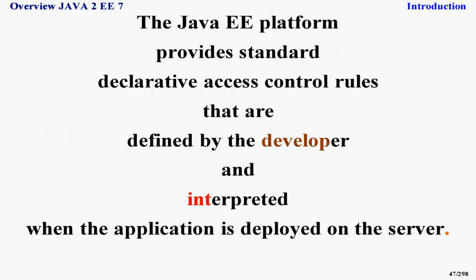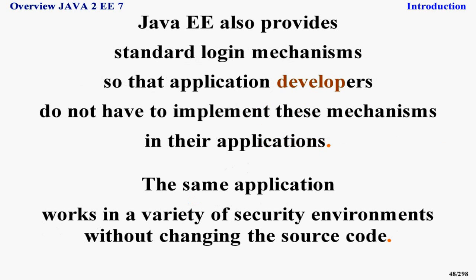The Java EE platform provides standard declarative access control rules that are defined by the developer and interpreted when the application is deployed on the server. Java EE also provides standard login mechanisms so that application developers do not have to implement these mechanisms in their applications. The same application works in a variety of security environments without changing the source code.